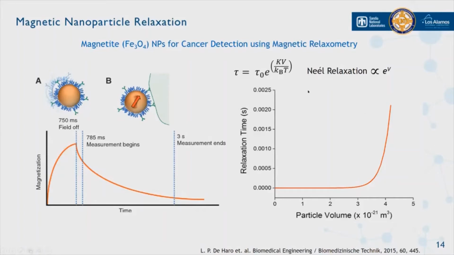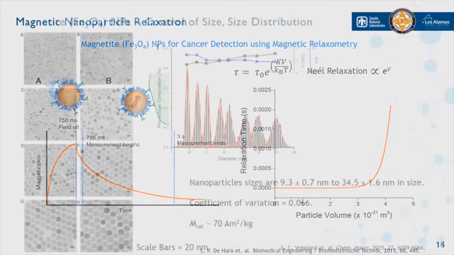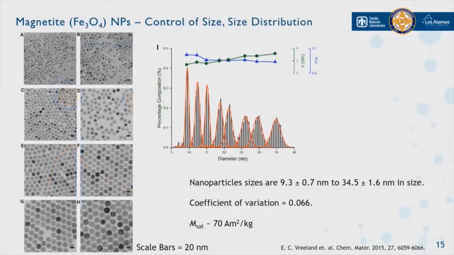Therefore, to ensure all the nanoparticles are relaxing in a similar time window for effective measurement, we have to have incredibly tight control over nanoparticle size. So we've shown that we can achieve this and synthesize magnetite nanoparticles, Fe3O4, anywhere from 9 up to 35 nanometers in size, with a consistent coefficient of variation of around 6%. These have a very strong magnetization, 70 amp meter squared per kilogram, which approaches that of bulk magnetite.